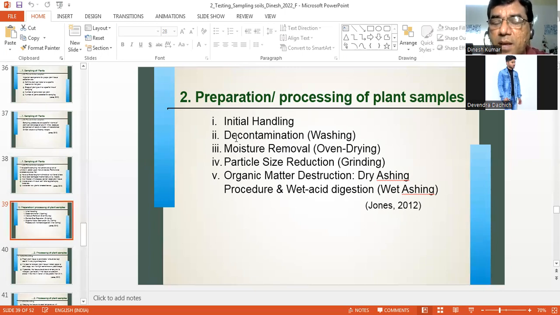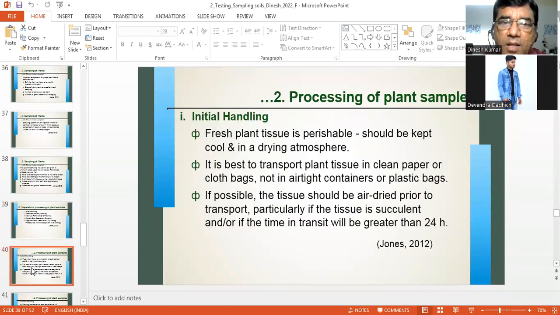Then cleaning of the sample is necessary, washing, because it may have some dust particles and some undesirable material that is required to be removed. Otherwise, that material may contain some nutrients and it can overestimate your nutrient content. Moisture removal is the next stage, then grinding of the plant sample, then ashing or extraction of nutrients by dry ashing or wet ashing. Fresh plant sample is perishable.